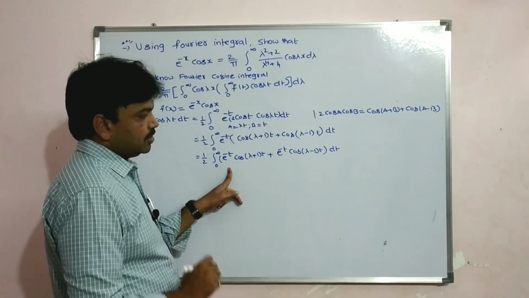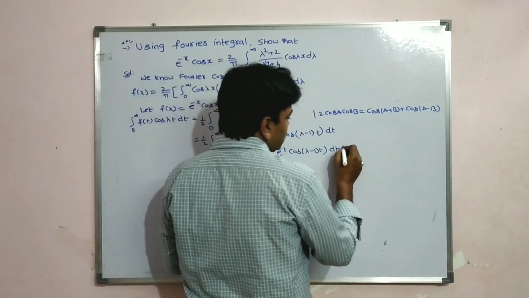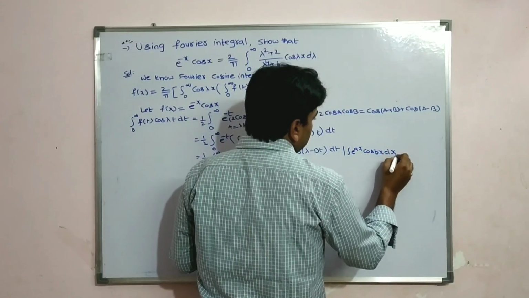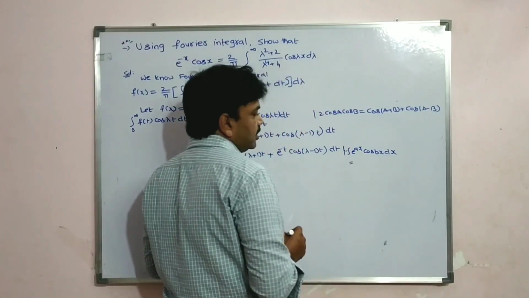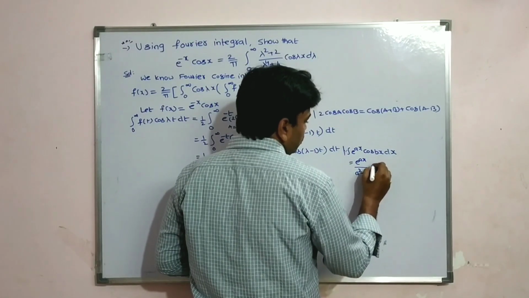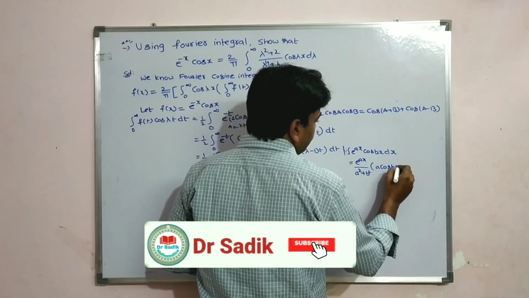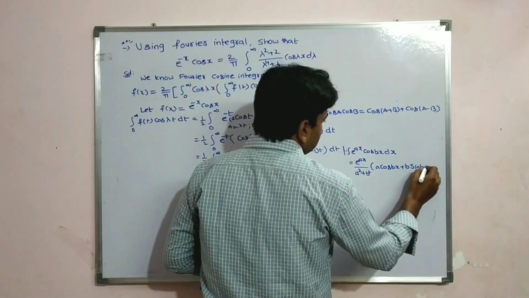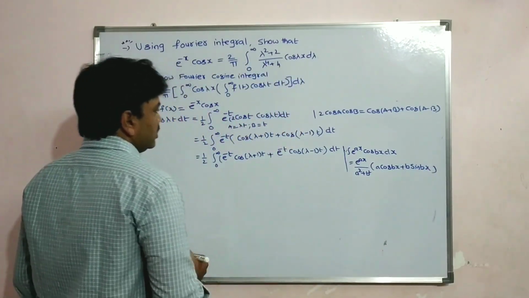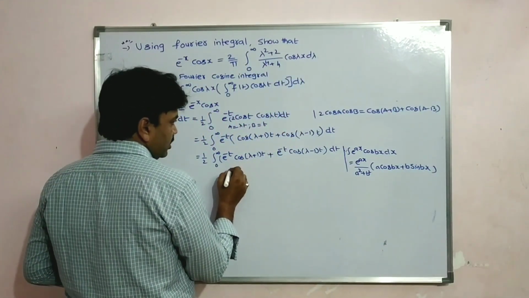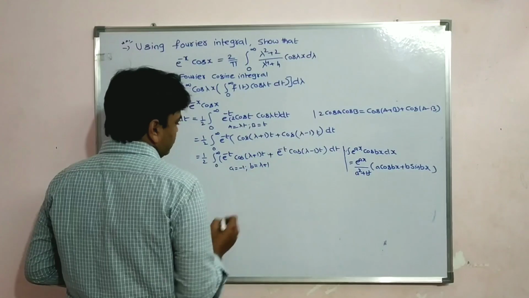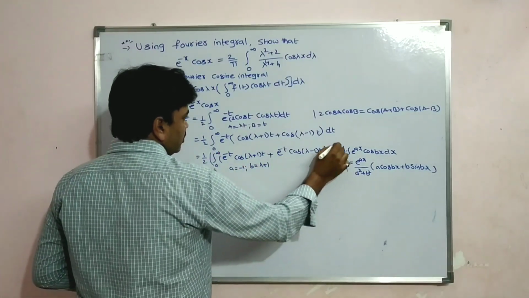Again, I have a formula, students, here. What is the formula? Integral e power ax cos bx dx is equal to e power ax by a square plus b square into (a cos bx plus b sin bx). Again, what is a here, students? A is minus 1 and b is lambda plus 1. So this is the complete bracket, students, here.